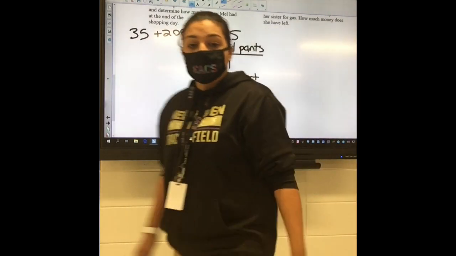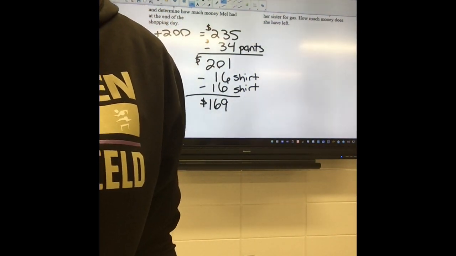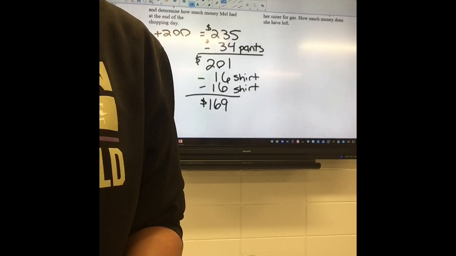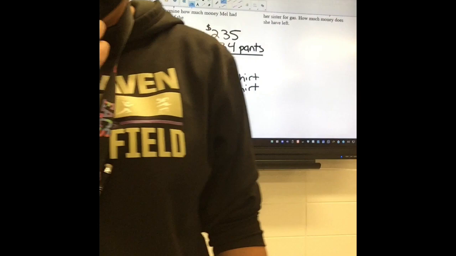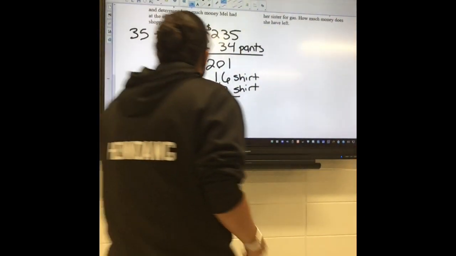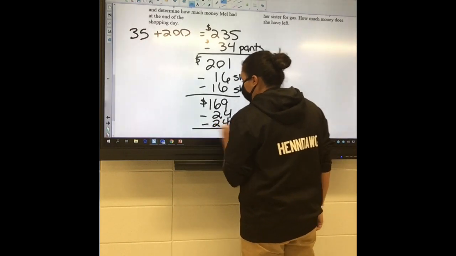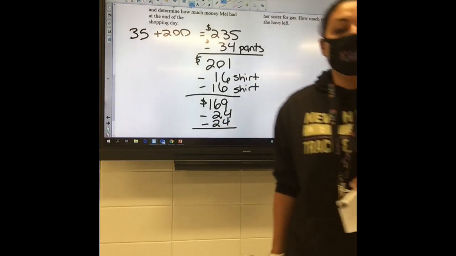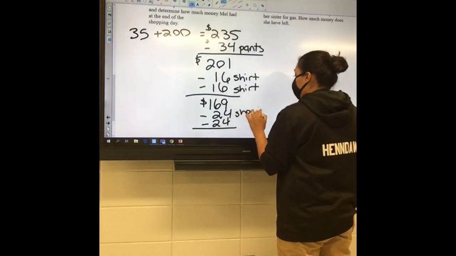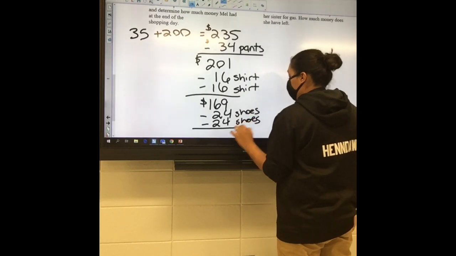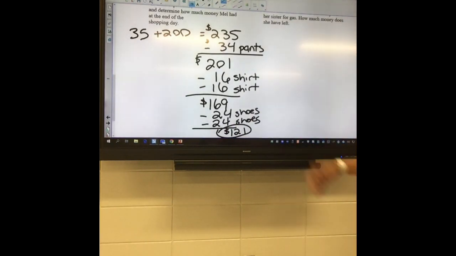Okay, what did he buy next? He bought 2 pairs of shoes for how much? $24. Yeah, don't we all wish? She's like $100. Okay, so he bought 2 pairs of shoes, minus 24, minus 24. Okay, he has 121 left. And that's what they wanted to know, how much did he have left.